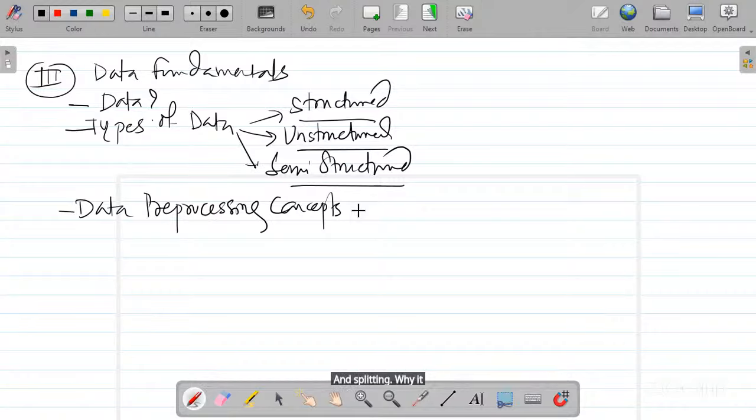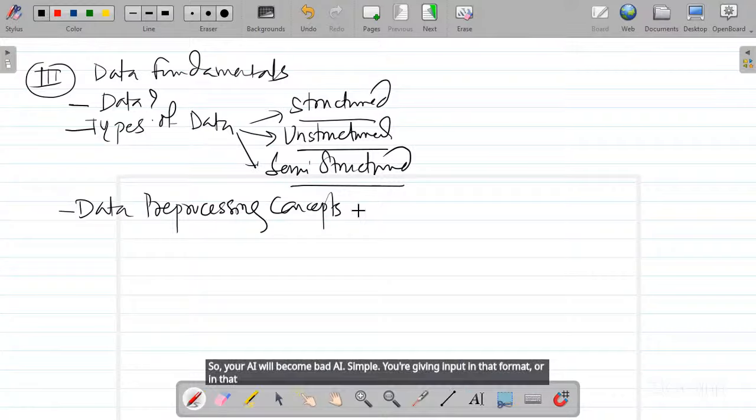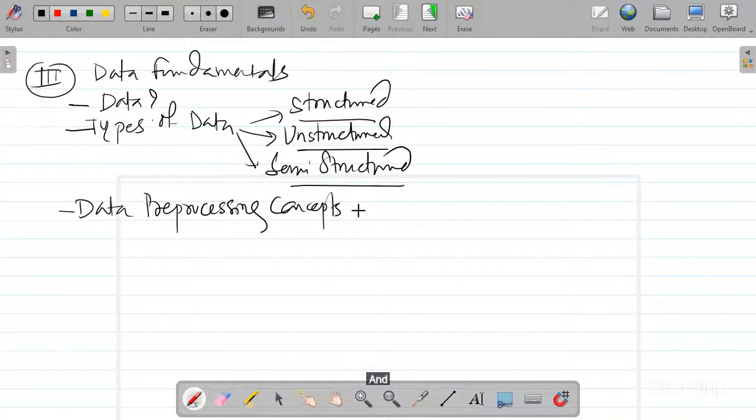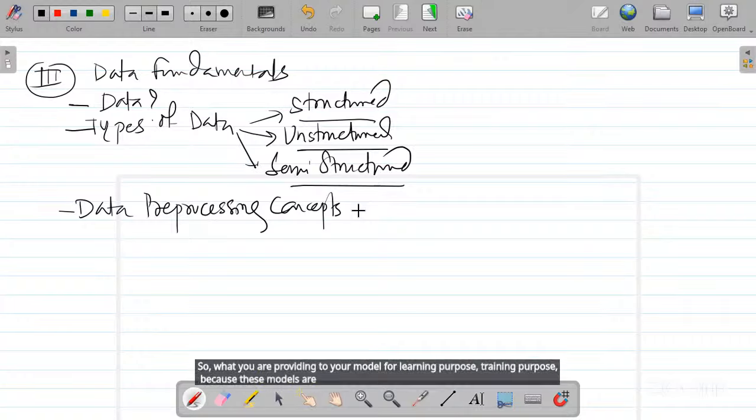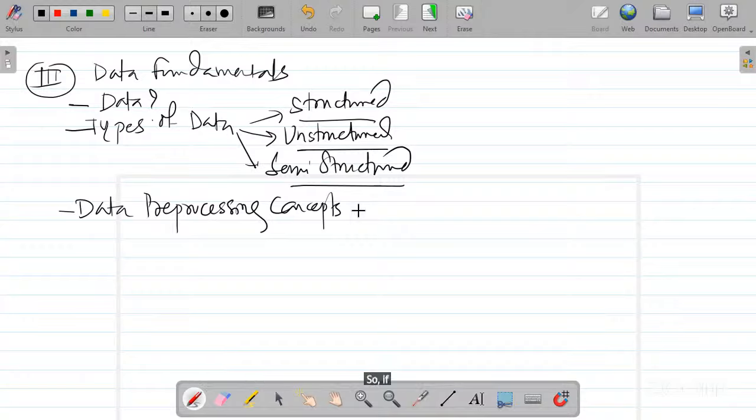Why is it important? Suppose the data provided as input to your model is bad data. Then your AI will become bad AI. Simple. If you give input in that format, obviously the output will be the same. So bad data is equivalent to bad AI, and garbage input is equivalent to garbage output. What you provide to your model for learning and training matters, because these models learn from this unstructured data. If you provide quality input, obviously the output will be quality output.